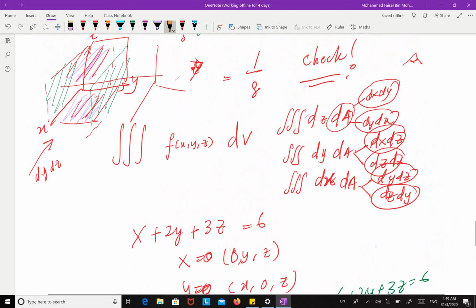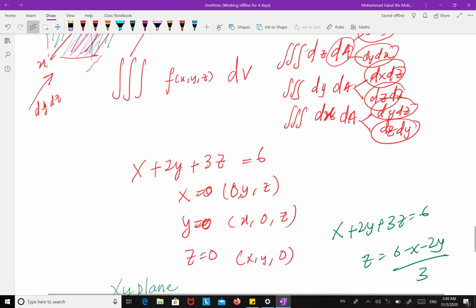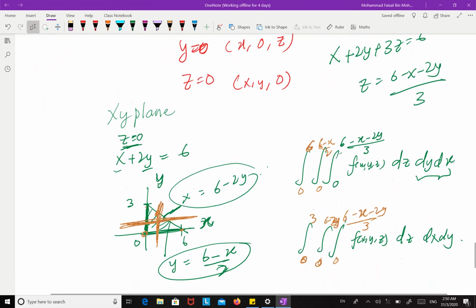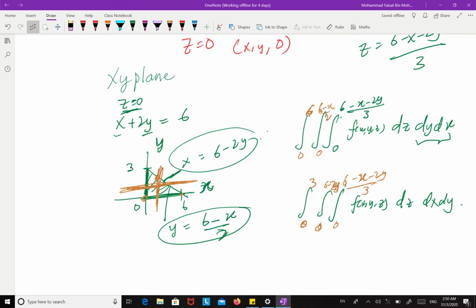Okay. So you may ask why I didn't draw a full diagram. It is just the same. I will show you. So already xy plane.